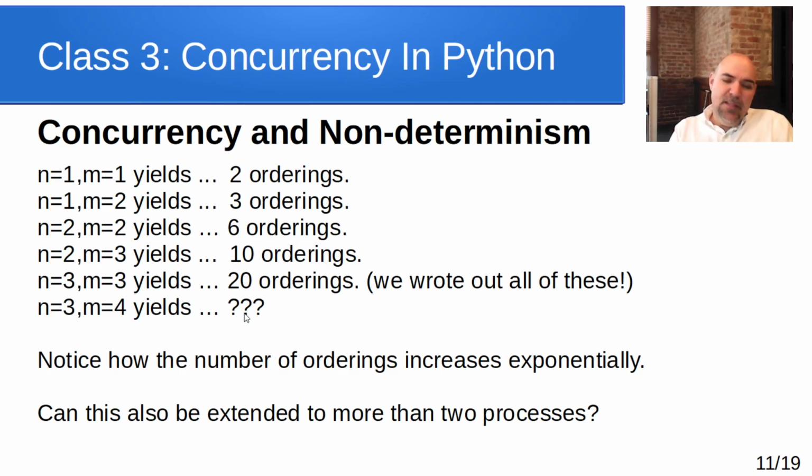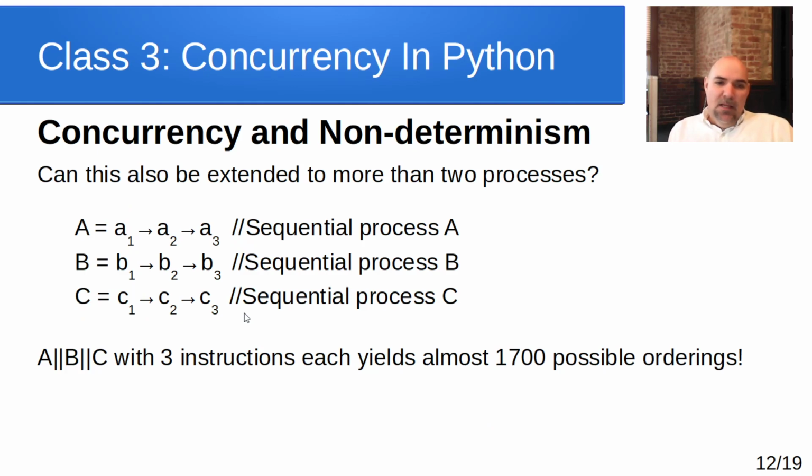So also, how could we extend that? Could we extend that to more than 2 processes? Well, yeah, we could have 3. If we had 3, 3, and 3, there are a lot more ways those could overlap as soon as you have a 3rd one, or a 4th one, or a 5th one, or a 10th one in there. Okay, so here's what it would look like with 3 processes. Here's 3, 3, and 3, with those 3 instructions and 3 processes. So with A concurrent B concurrent C with 3 instructions each, that yields almost 1,700 possible orderings with just those simple processes that we're showing up here.